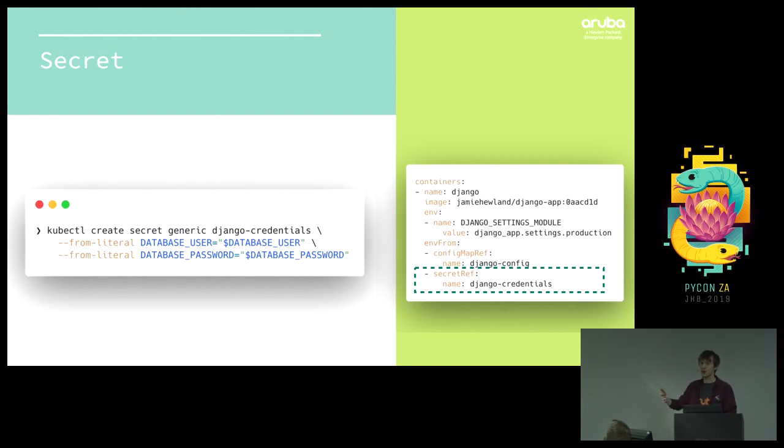We can also mount secrets as files in a volume. In some cases, it might be better to mount them as files in a volume. Sometimes environment variables will be shown if you have a debug page on your web app.